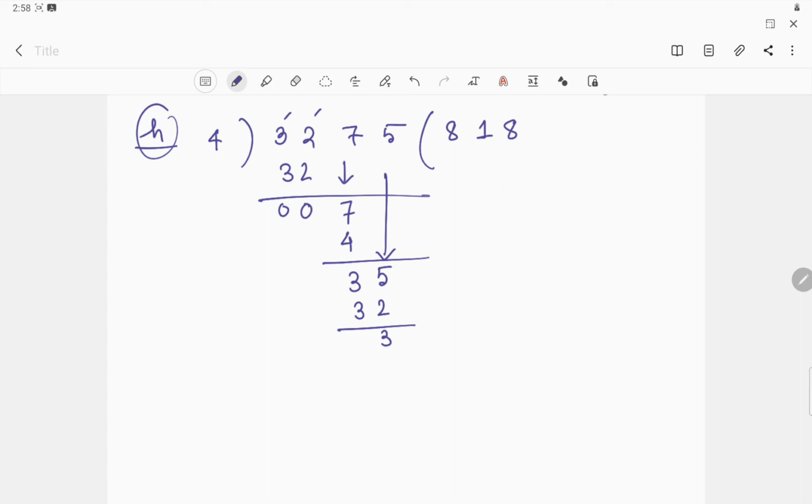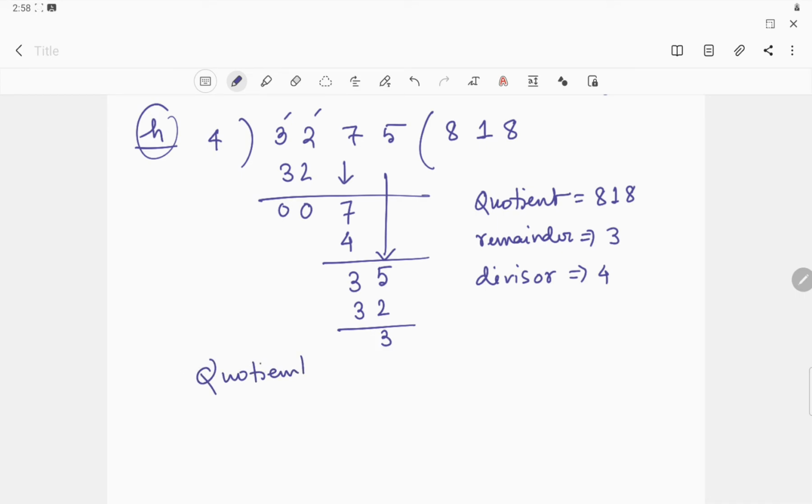So now no division will occur. So here quotient is 818, remainder is 3, divisor is 4. Now check: quotient into divisor plus remainder. Quotient is 818 and you are multiplying by 4 and adding 3.